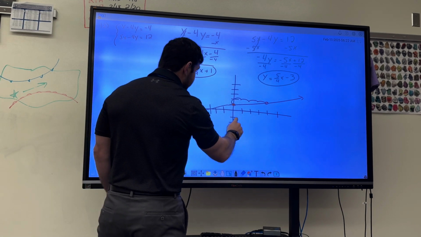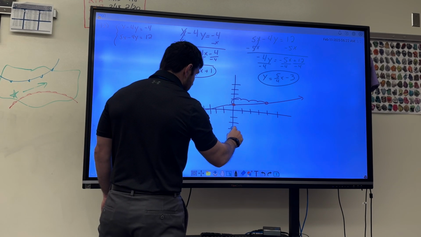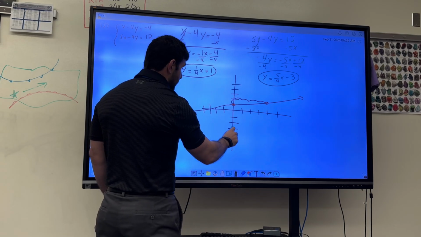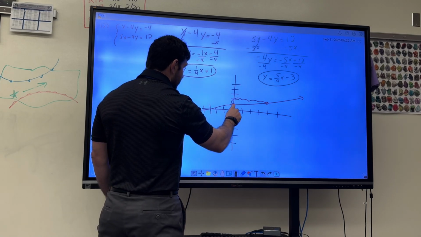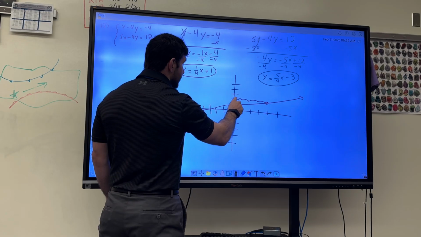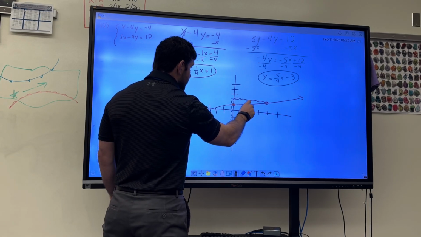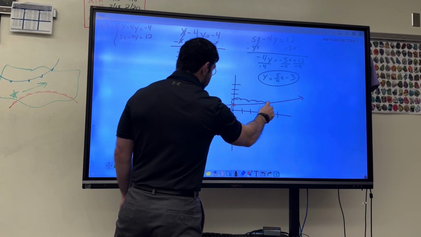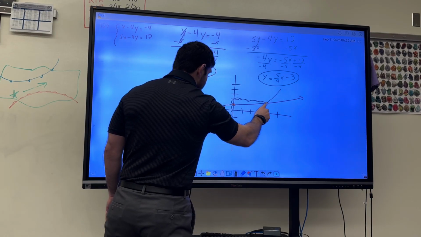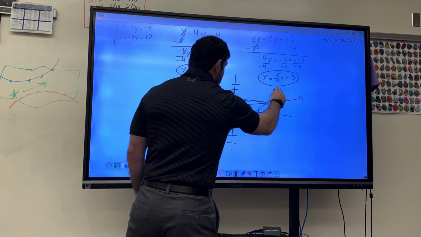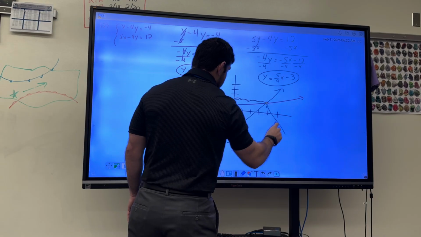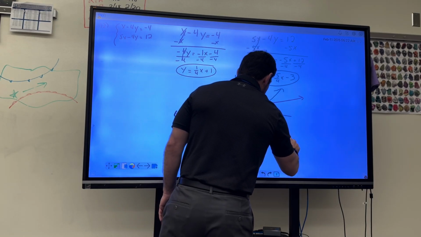Okay, then I'm going to graph my green line. So negative 3, up 1, 2, 3, 4, 5 over 1, 2, 3, 4. Oh man, it's nice when they intersect like that. Which means that is my solution.